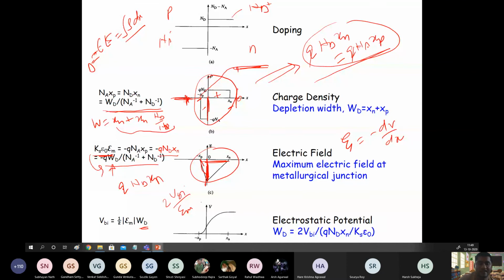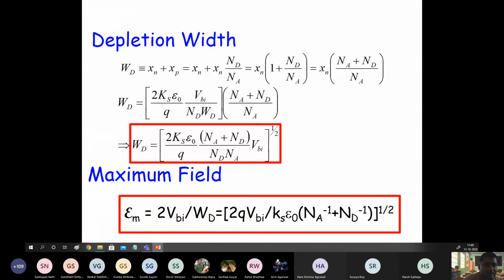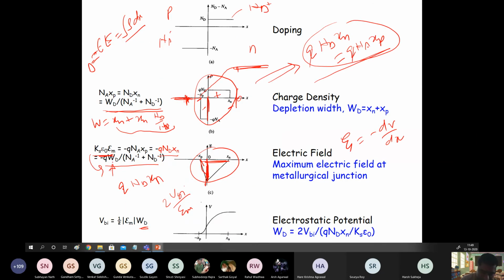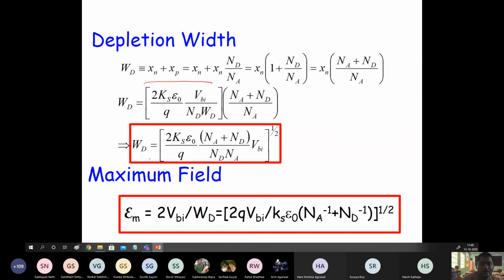But if you want to see the exact expression of WD, you can substitute WD = Xn + Xp. You can directly write it, substituting WD from here, or you can write Xn plus Xp, and then your depletion width basically depends on 2 epsilon times (Na + ND) by (Na ND) times VBI by Q. So that means your depletion width will increase.